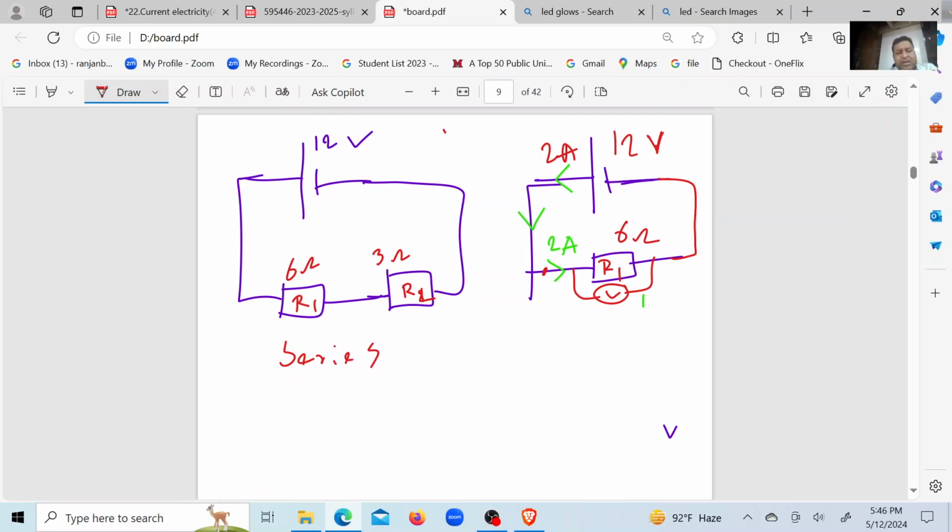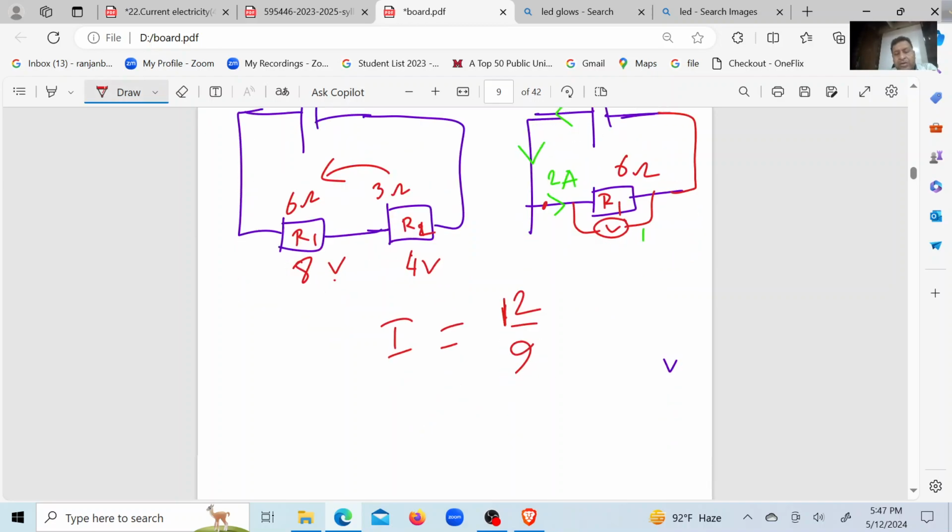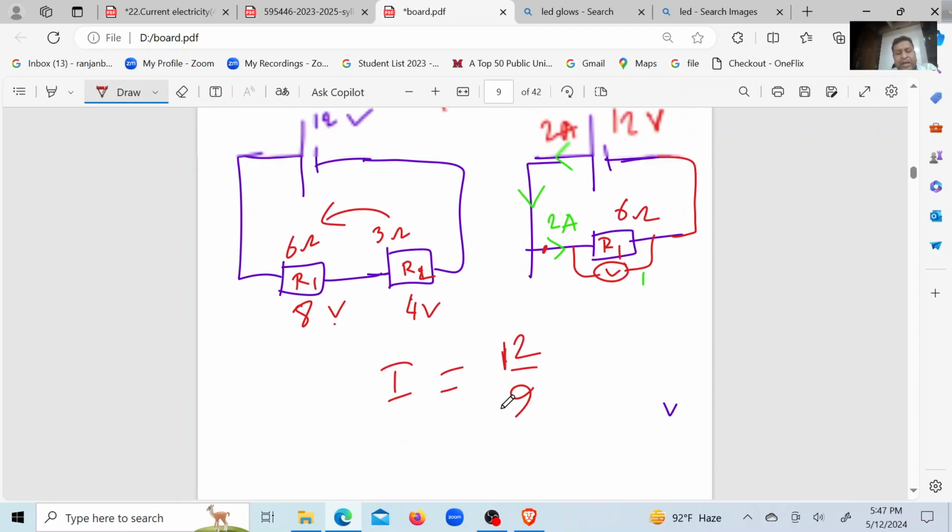In this case, you already know the main voltage will be divided, the ratio is 1:2. So this will be 4 volt, this will be 8 volt. Very simple. And a single current will be there, right? And that current will be 12 by 9. That current will be 12 by 9. That's it. Okay, this is series and parallel connection.